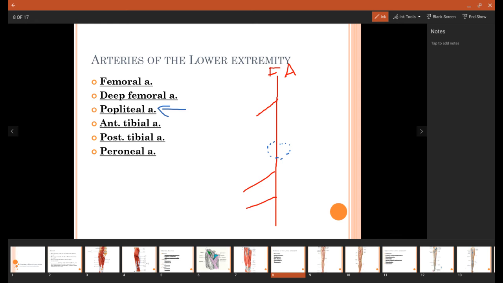Now, just after it exits from the popliteal region, this entire structure is the posterior tibial artery. So posterior tibial artery, you can actually catch a pulse on this if you are feeling your medial malleolus of your tibia. If you go just about an inch posterior and just a little bit inferior, you'll feel a pulse, and that is actually your posterior tibial artery, and that will tell you how blood is flowing to the bottom of the foot.